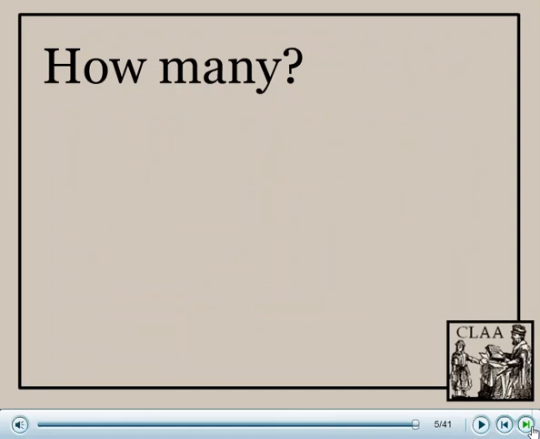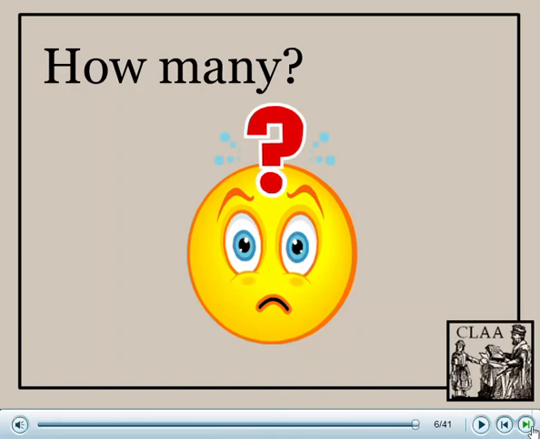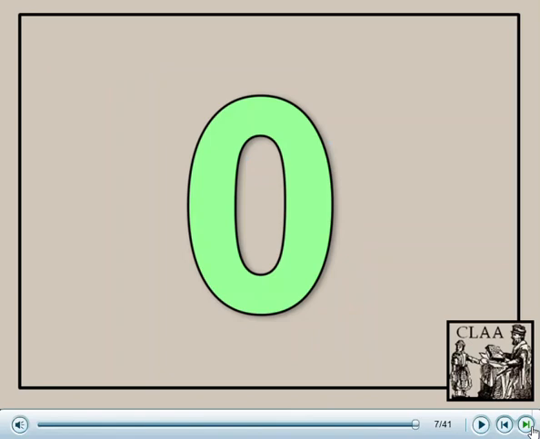How many pennies do you see on your screen? Point to the pennies and count. Wait a minute. I don't see any pennies on that screen. How can I tell how many pennies there are if there are none? That must be the last number. The last number we need to learn is the number 0.